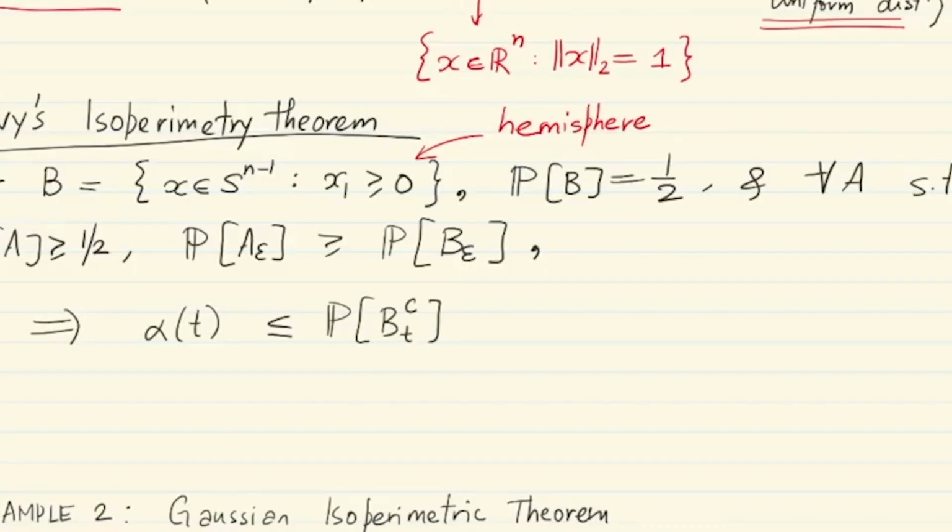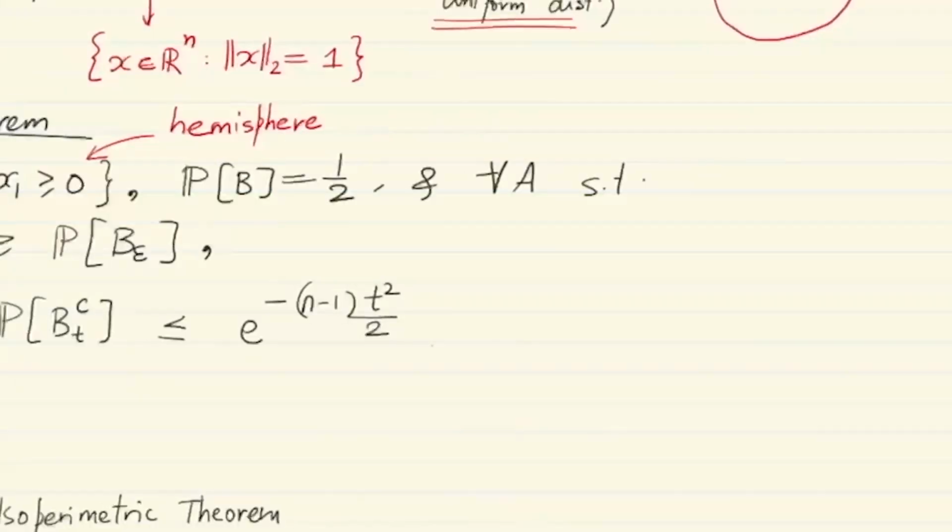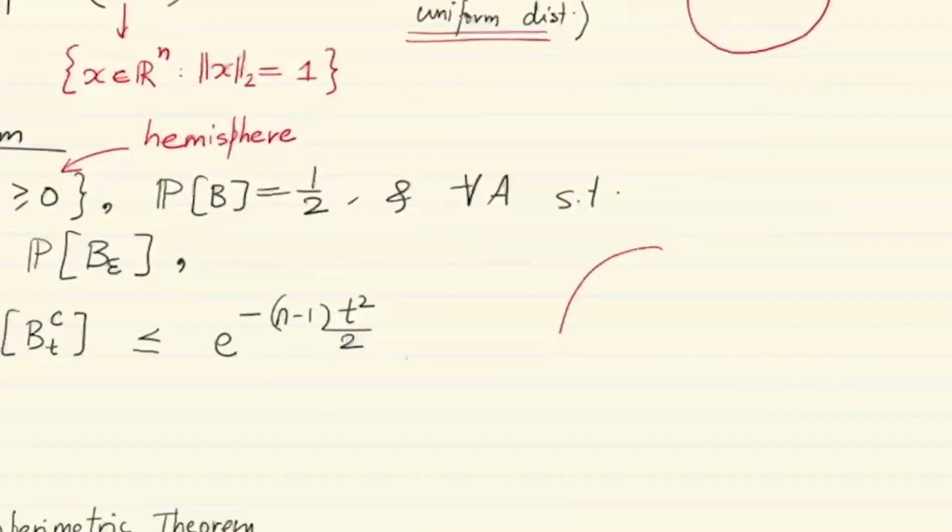Okay, and one can also do explicit calculations to show that the measure of the complement of B_t can be upper bounded by something like e to the minus (n minus 1) t square by 2. So in other words, what this says is that if you again go back to the unit sphere in, let's say, 3 dimensions, so S2 is what we are talking about, the surface. So the metric probability space is the surface of the 3-dimensional sphere.